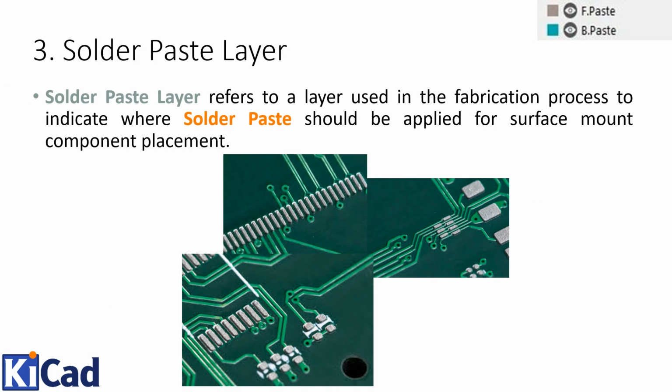Solder paste layer refers to the layer used in the fabrication process to indicate where solder paste should be applied for surface mount components. It says that when you want to stuff your component on the PCB, then you have to place solder. So this solder paste layer will specify where you have to apply the solder paste so that you can solder your component on this.